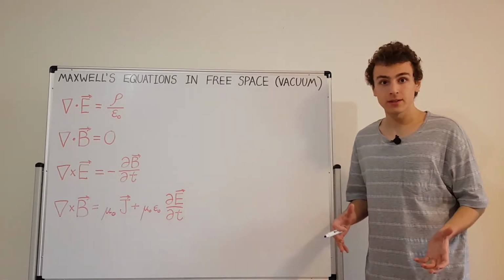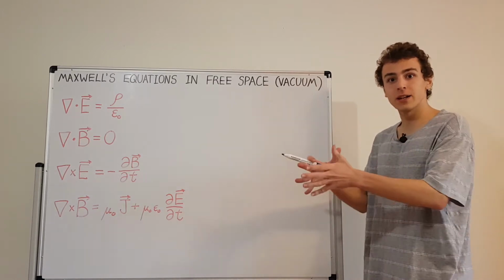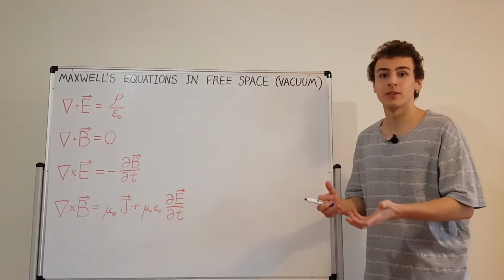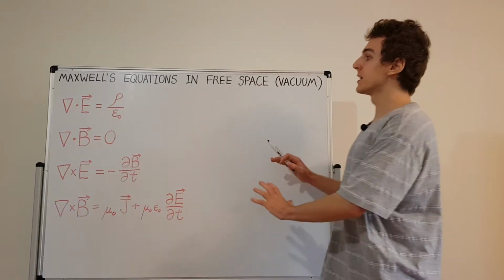Because what is a current? A current is the movement of charge. Anytime you have a current, that's charge flowing through space, right? It's the time derivative of charge. That's what current is. So what we're going to do is we're going to take these red equations.